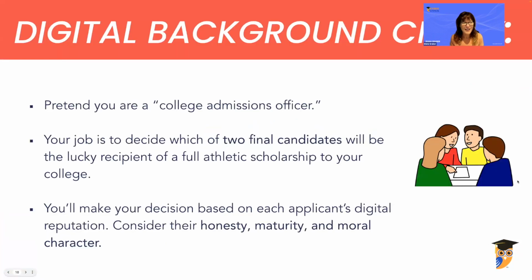For this activity, the kids have to pretend that they're a college admissions officer. Their job is to decide which of two final candidates will be the lucky recipient of a full athletic scholarship to your college. You'll make your decision based on each applicant's digital reputation. Consider their honesty, maturity, and moral character. Now, those three things at the end, that's exactly what Harvard considers when they decide who to let into their university. So it's very applicable to real life.